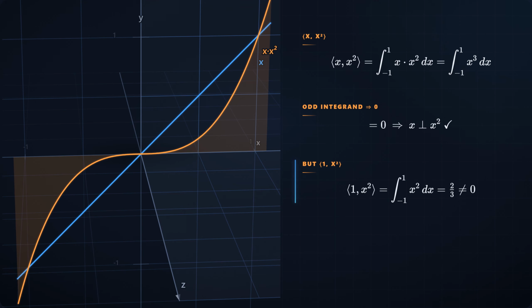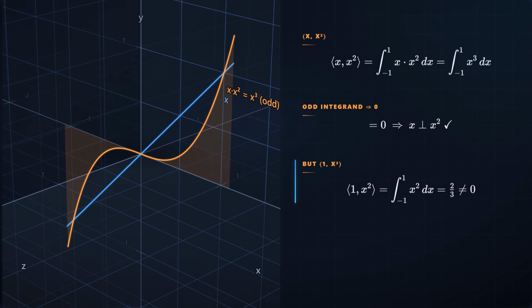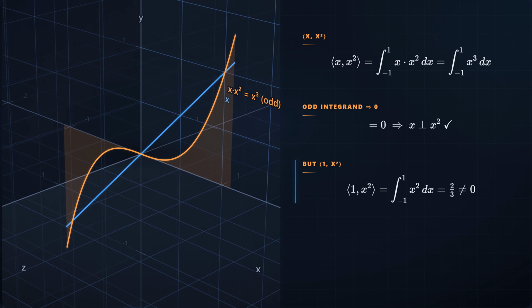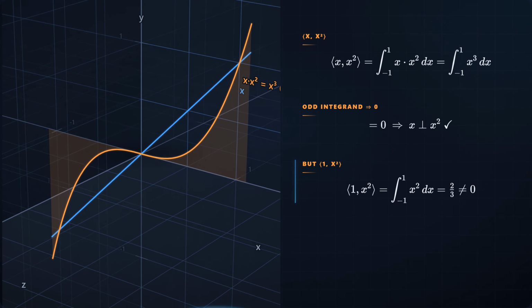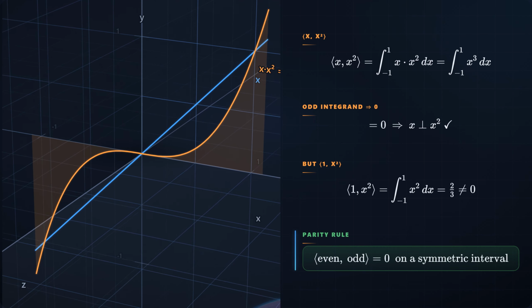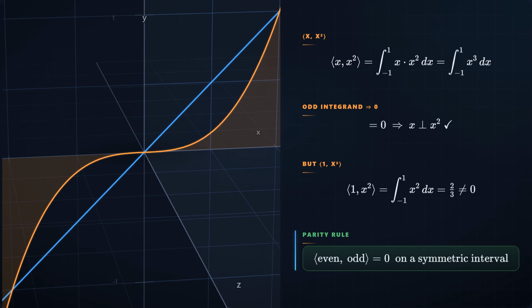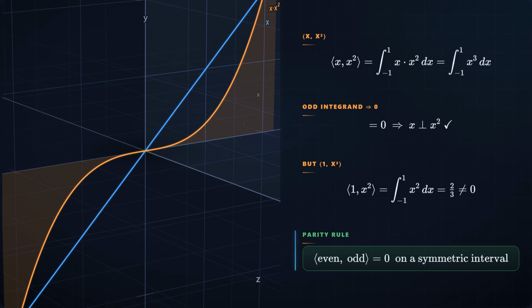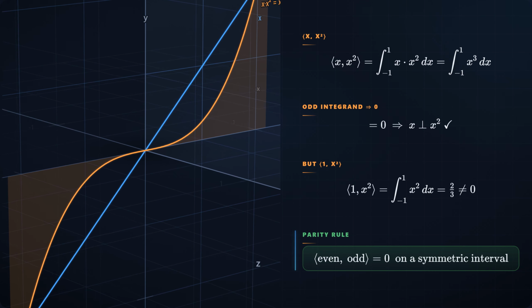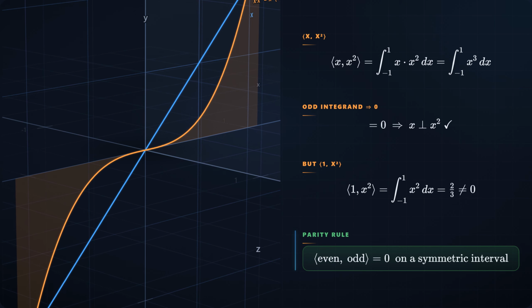But be careful, orthogonality isn't automatic. 1 and x squared. Their product is x squared, an even function, and its integral is 2/3, not 0. So 1 and x squared are not perpendicular. The rule to internalize. On a symmetric interval, an even function and an odd function are always orthogonal, and two evens or two odds generally are not. That single parity check saves enormous amounts of integration, and it's exactly what makes Gram-Schmidt on polynomials so clean, as we'll see.